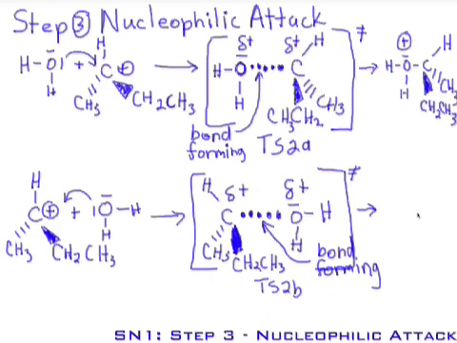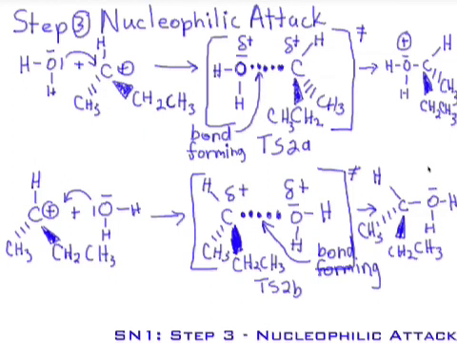And so if I draw the final structure, I get an H, CH3, and a CH2, CH3, with an oxygen, a hydrogen, lone pair, and a plus. Now what you see before you is two products that form. So step 3, nucleophilic attack, because you can attack either side, generates an equal amount of each, of opposite chirality, a racemic mixture.